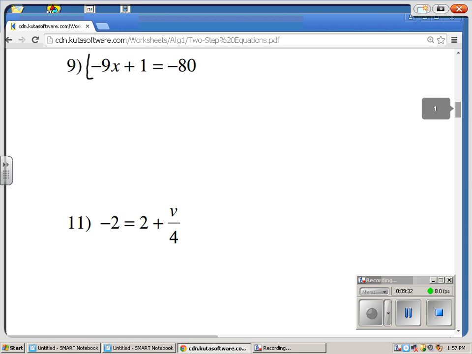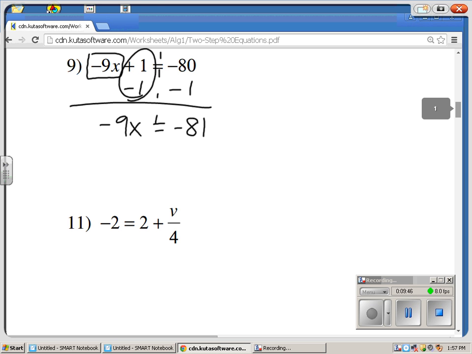So I'm going to box in the negative 9x. I'm going to subtract 1 from each side. On the left side, we get negative 9x, because 1 minus 1 equals 0. On the right side, we get negative 81.